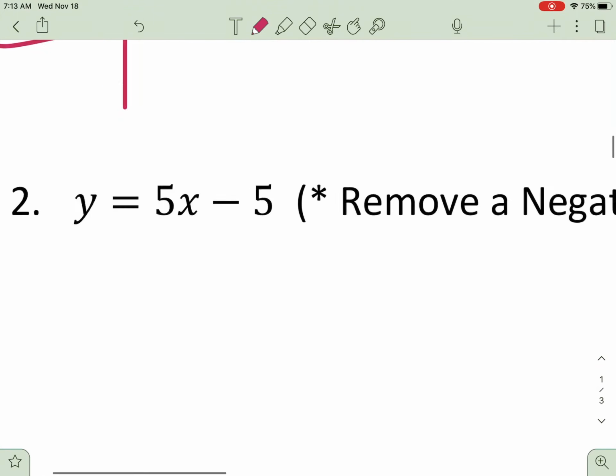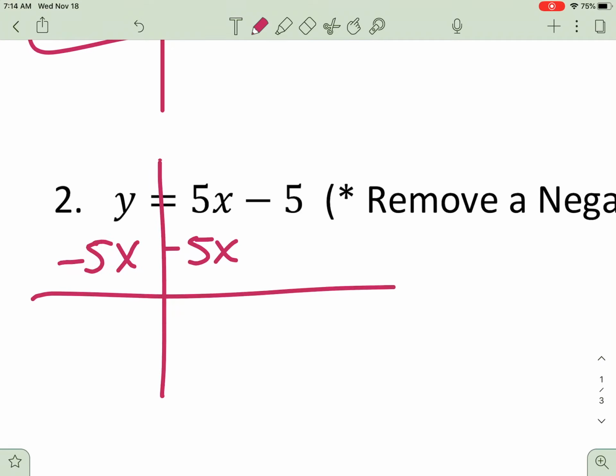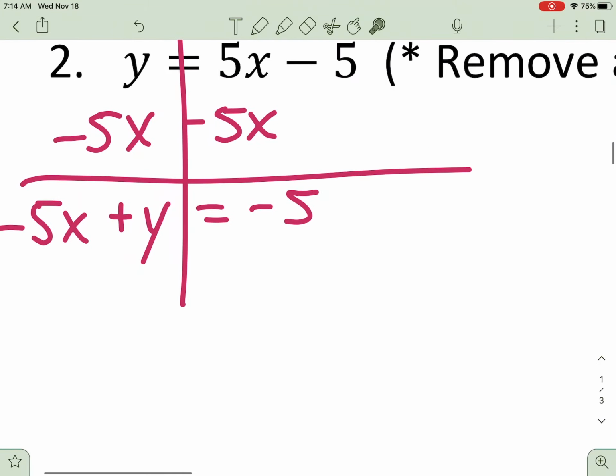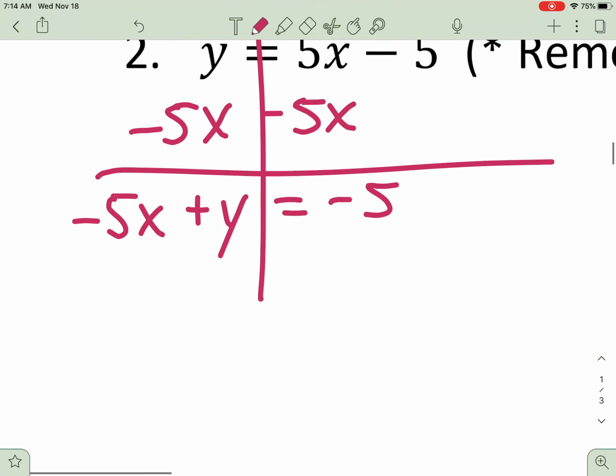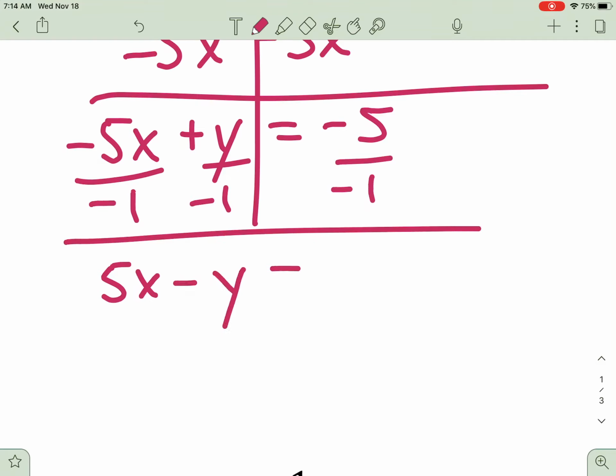Okay, so the second one, it says how to remove a negative. So we have x and y on different sides. If we subtract 5x, putting x and y on the same side, I have negative 5x plus y equals negative 5. So x and y are on the same side. They're all integers, but x is negative. So in order to remove that, you can just divide everything by negative 1, or multiply, either way. And that gives you a positive 5x, a negative y, and a positive 5.